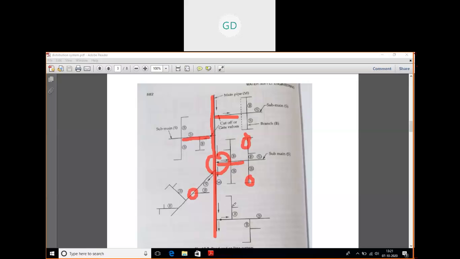So if any part of the main supply pipe is defective, or repair is going on, what will happen? The persons staying in the other places will also be affected. They will also not get water. So that is the main disadvantage of your dead end system.